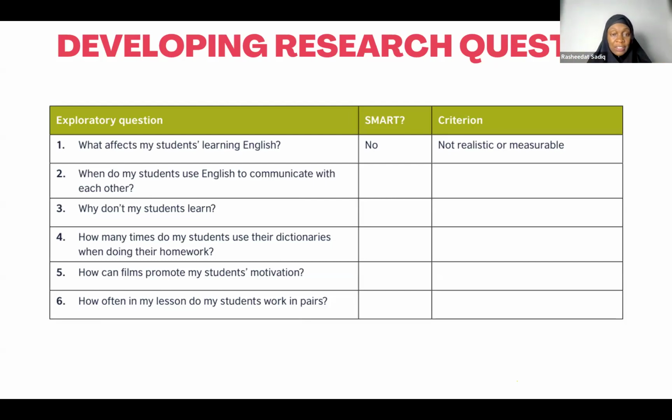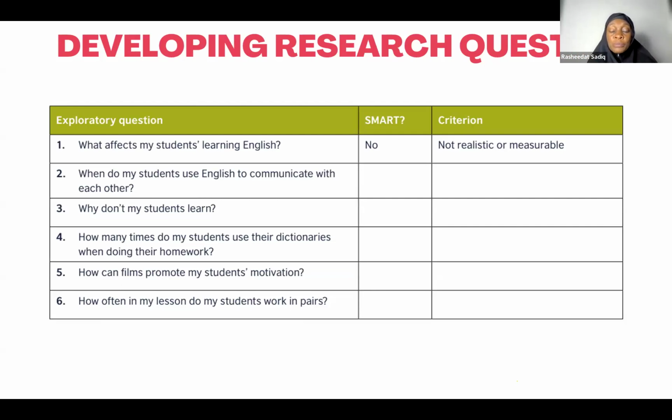Why don't my students learn is also a very vague and non-specific question. It's not measurable. It's not realistic. Is it even true? For me, I don't even believe it's true, because it's not possible to have a class where no student is learning. Now, you could talk about the pace at which they learn, the times at which they learn best. Those are more specific. How many times do my students use their dictionaries when doing their homework? Now, that's a specific question that the students themselves can keep track of.